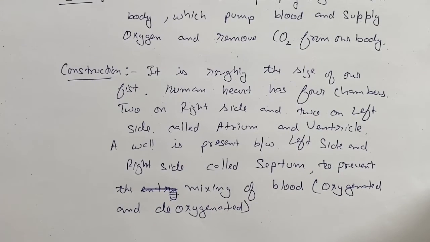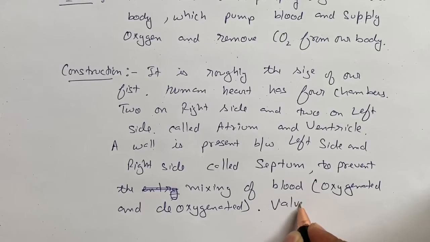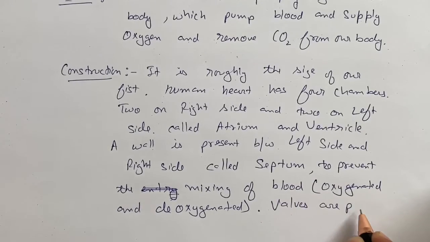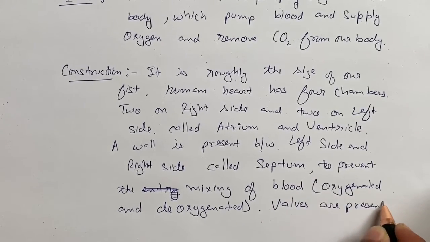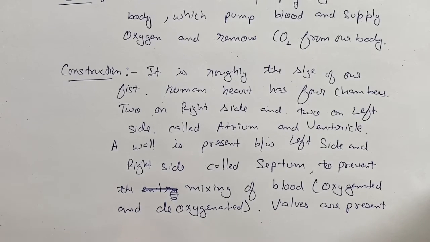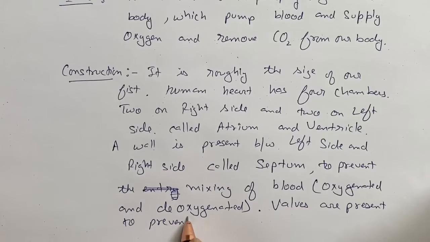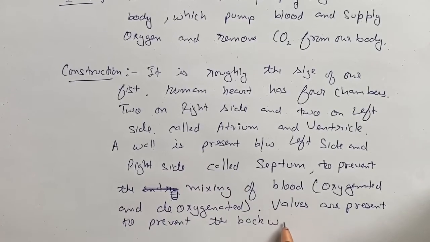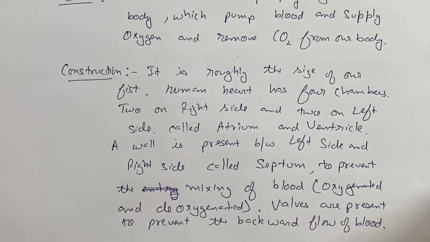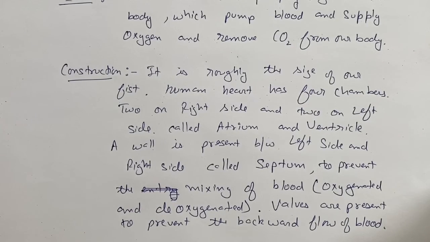Valves are present to prevent the backward flow of blood. So this is the construction part of human heart.